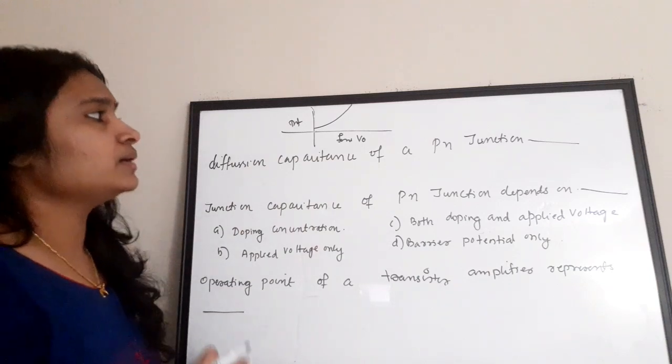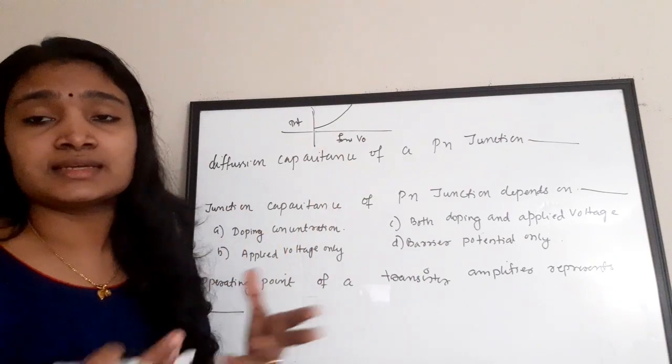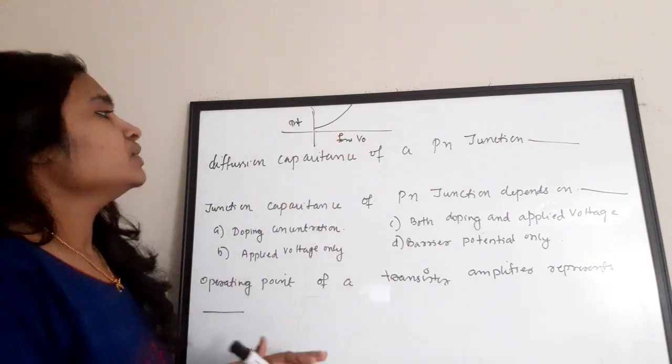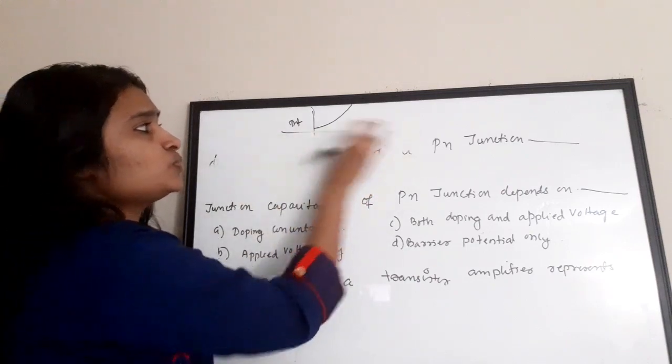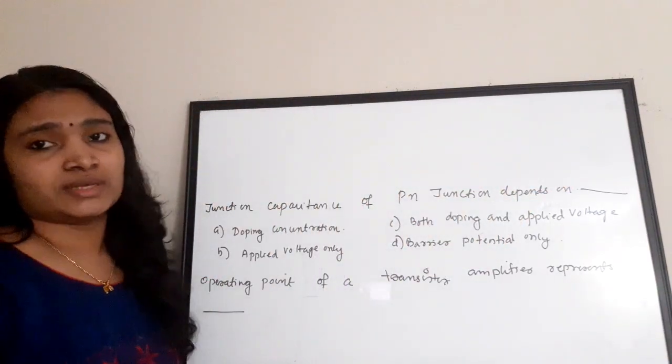Okay, so due to the applied voltage, it exponentially increases. That is the relation of diffusion capacitance and voltage applied. So the correct answer is it exponentially increases. Moving on to the next question. These are basic theory questions.